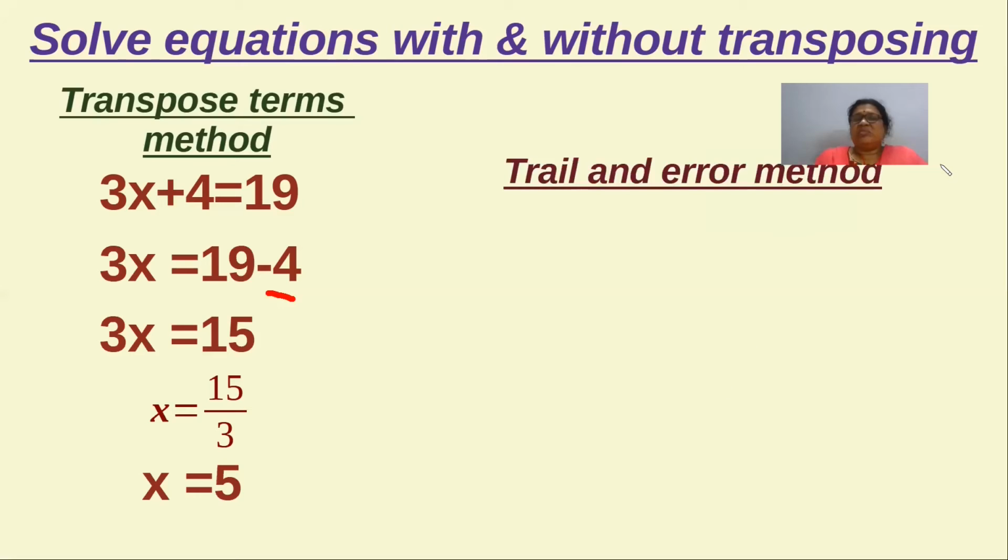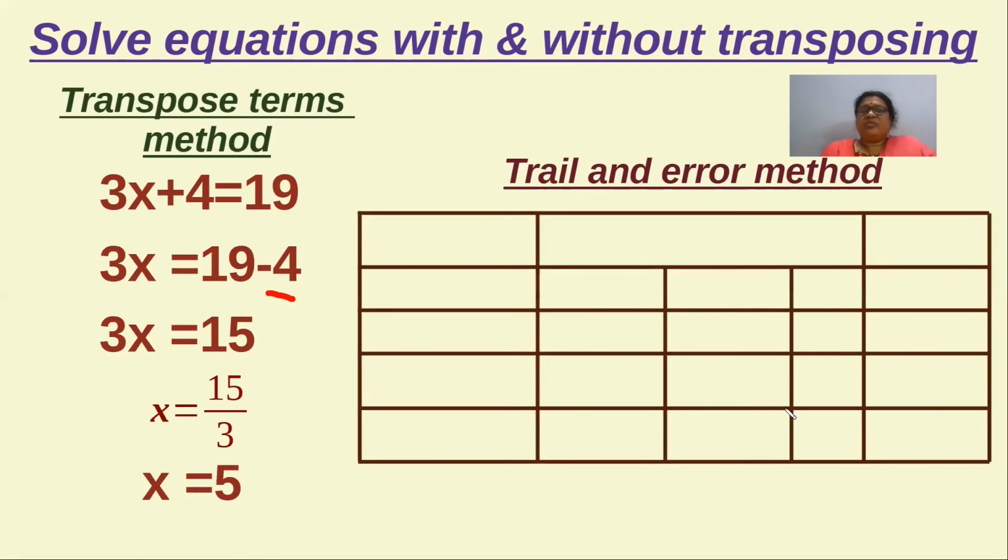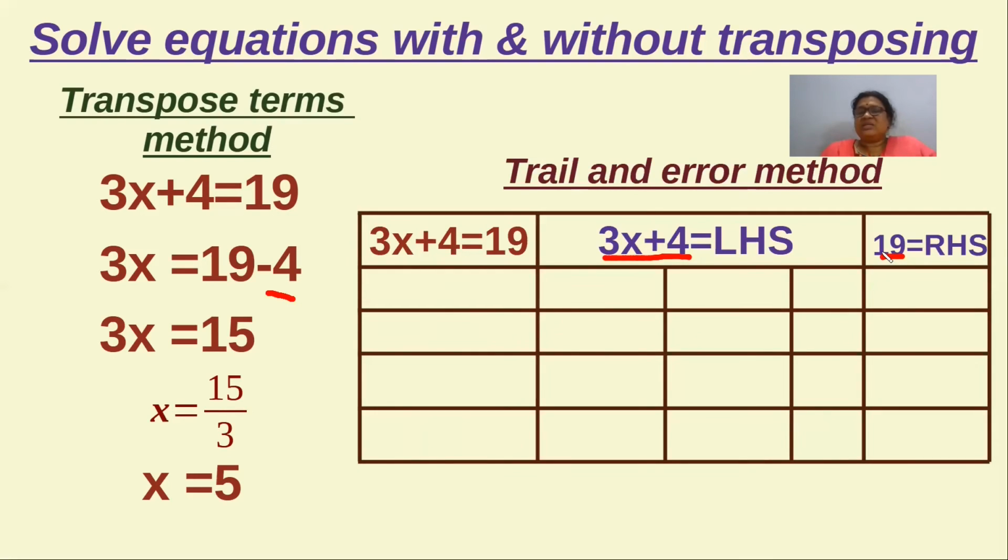Now we'll see by the trial and error method whether the answer matches or not. Let us examine. We will take a table like this. This is an equation, and what is there on the LHS? LHS is 3x plus 4 and RHS is 19. So RHS 19 is a constant. This will be the same throughout the table. Now we will assume one number and examine whether LHS and RHS match or not.